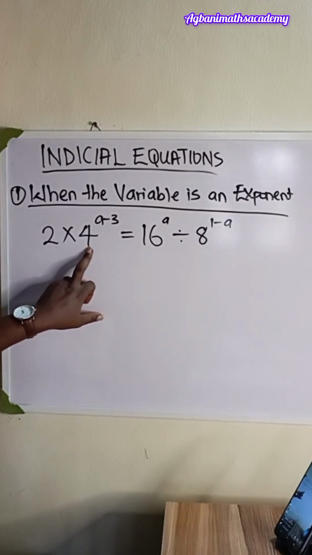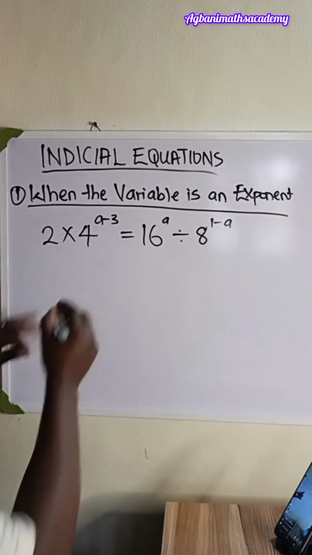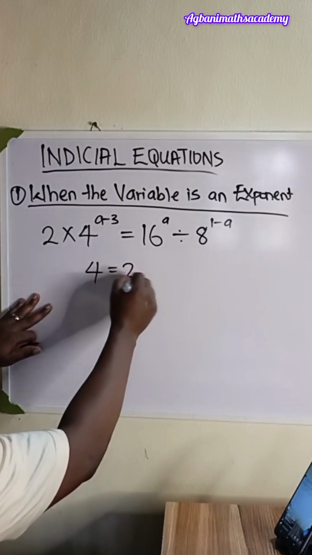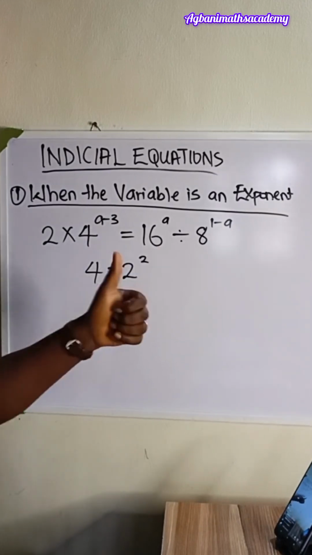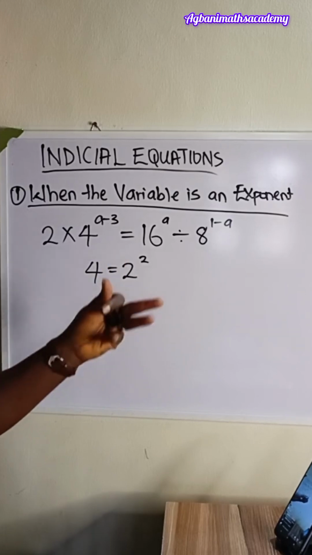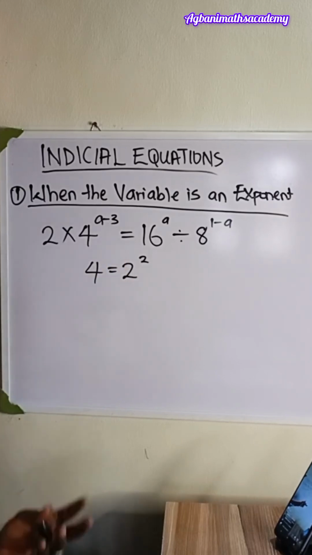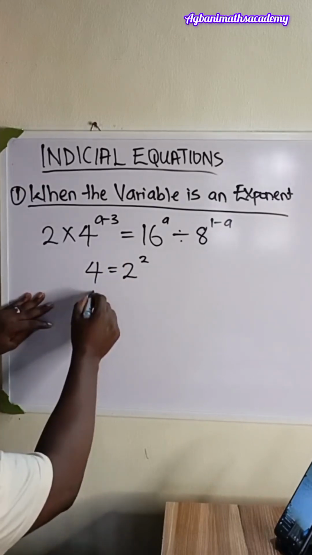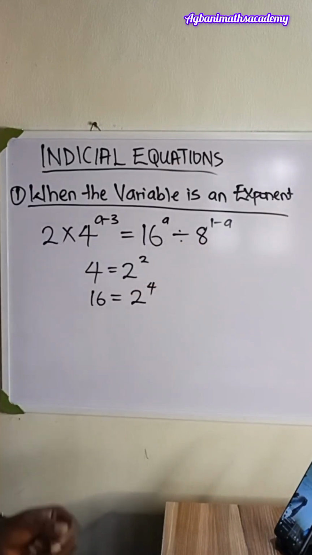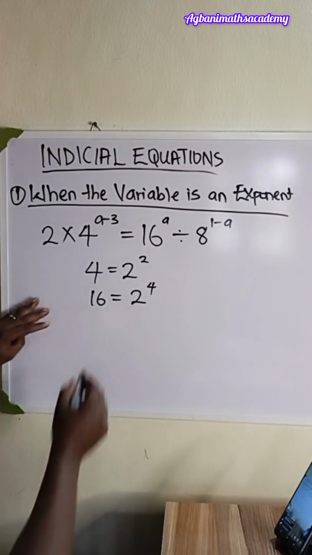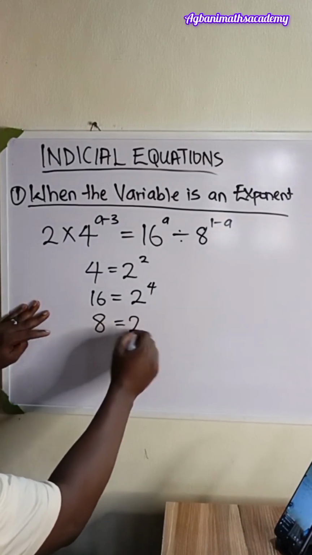4 is the same thing as 2 times 2. So that means 4 is the same thing as 2 to the power of 2. What about 16? 16 is the same thing as 2 multiplied by 2 multiplied by 2 multiplied by 2. When 2 multiplies itself 4 times, you are going to get 16. That means 16 is the same thing as 2 to the power of 4. 8 is 2 multiplying itself 3 times. So 8 is equal to 2 to the power of 3.